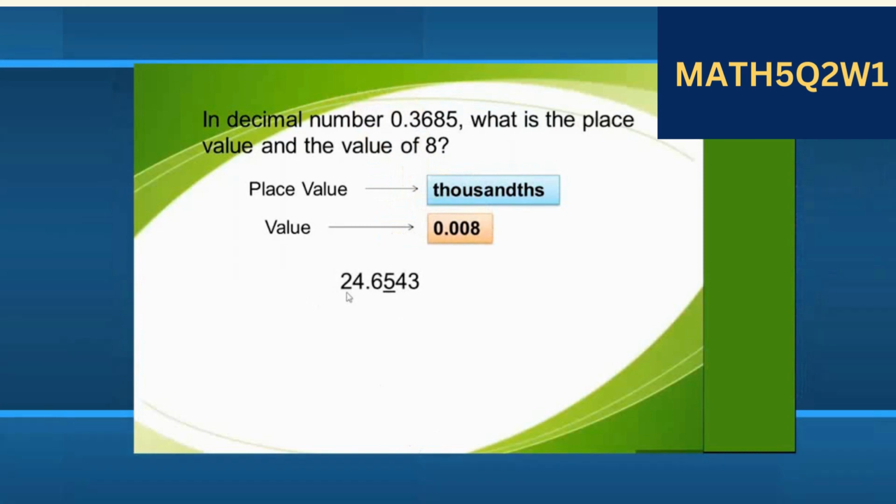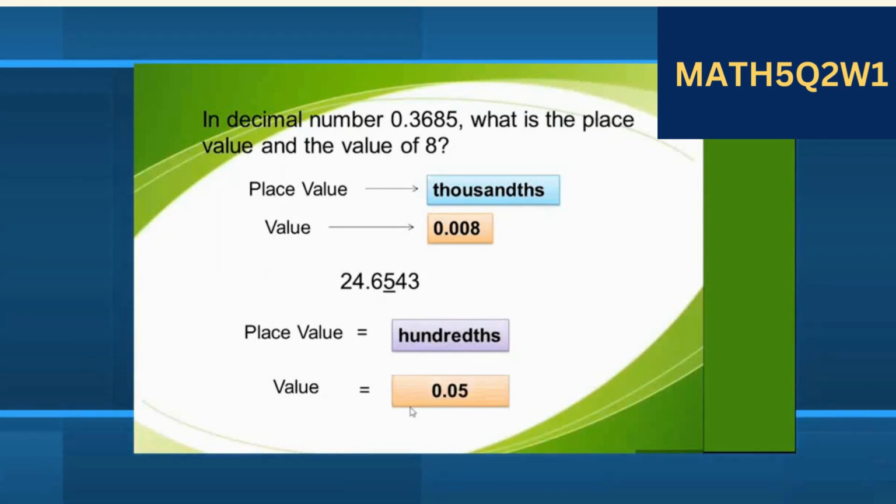Now, how about this decimal number? So we have 24 and 6,543 ten-thousandths. The underlined digit is digit 5. So let's identify again the place value and value of digit 5. For its place value, that is equal to hundredths. While its value, it has a corresponding value of 5/100.